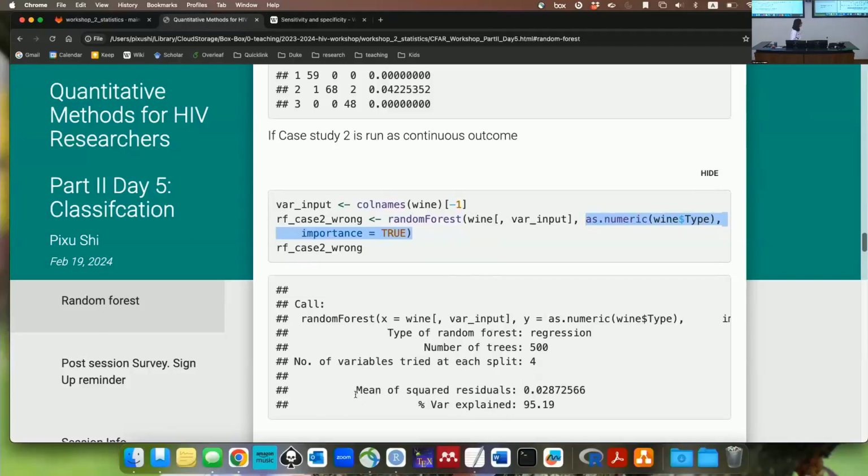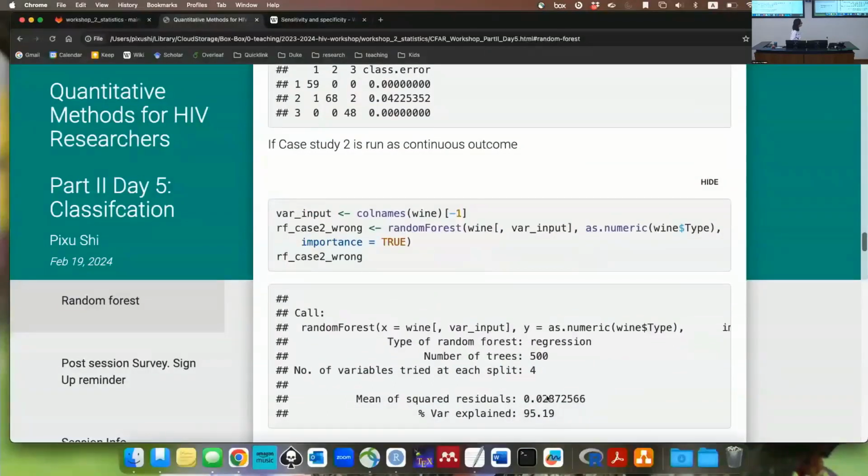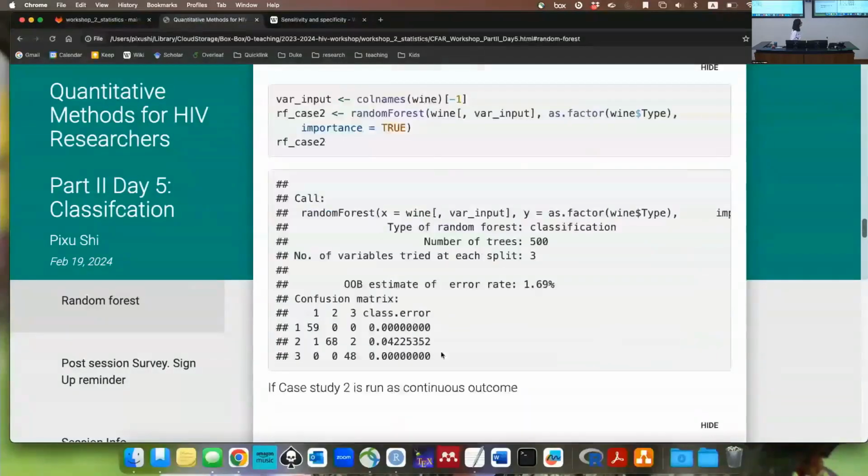If you see mean square error residue, this is a regression tree. This is a forest from regression trees. And if you see a confusion matrix, this is a forest from classification trees.